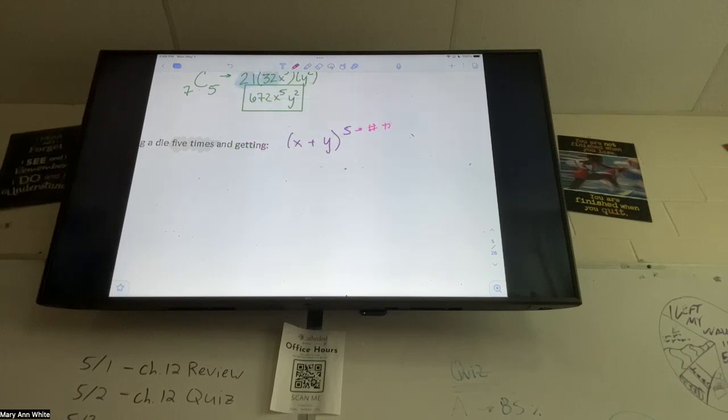Number of times. So in this case, I'm rolling a dice 5 times. If it said we're flipping a coin 3 times, or we're doing something 7 times, that's going to be my exponent. And then our x and our y go with your yeses and your noes. For the sake of what I wrote in my notes, we'll say x is our no, and we'll say y is our yes. Yes, something happens versus no, something doesn't.